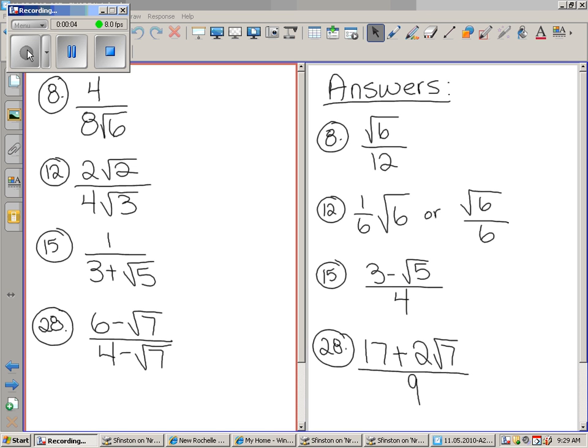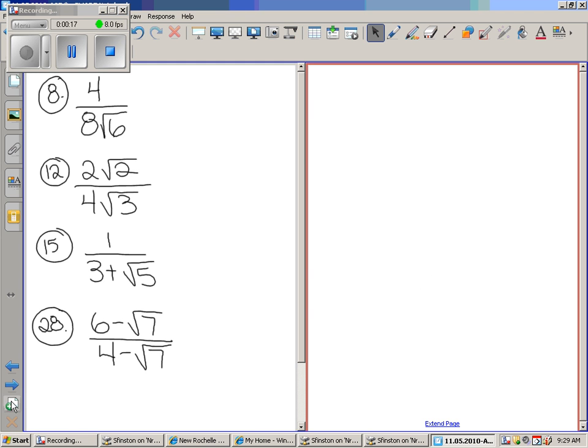Okay, so on the left side of the screen are the problems that we have for homework on Friday night, and on the right side of the screen are the answers to each individual problem. We're going to start with question number 8, and we are going to look at how to do it. So, question number 8. 4 divided by 8 times the square root of 6.